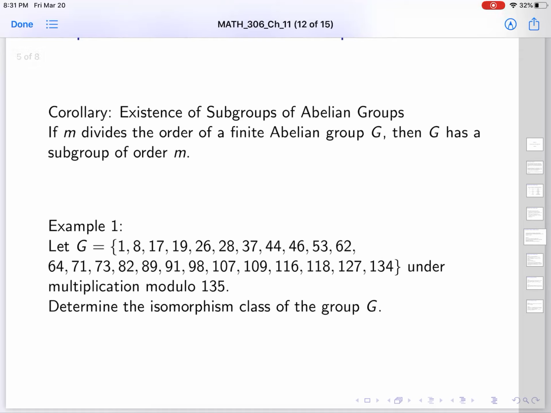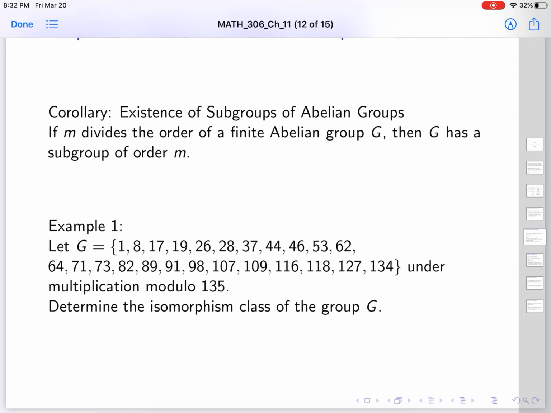Now this makes more sense with an example. So after we get a corollary here, we will do an example. Looking at our corollary, talking about the existence of subgroups of abelian groups: if m divides the order of a finite abelian group G, then G has a subgroup of order m. This tells us just a little bit more about the subgroups of abelian groups, which we haven't had a ton of information on previously.